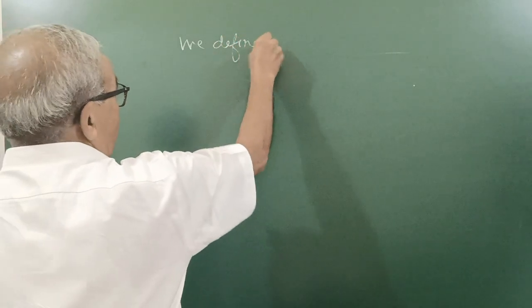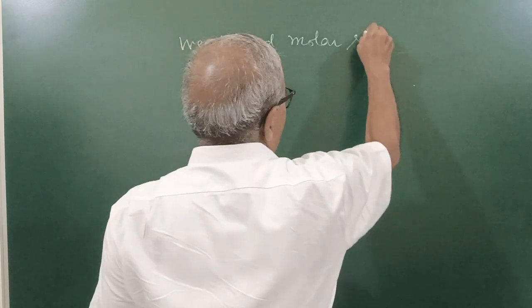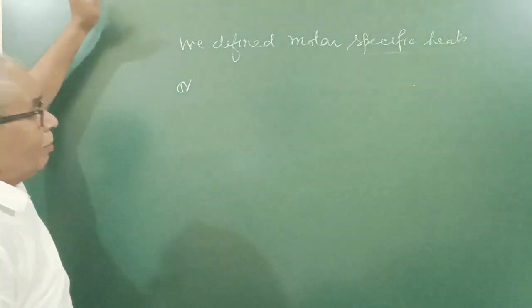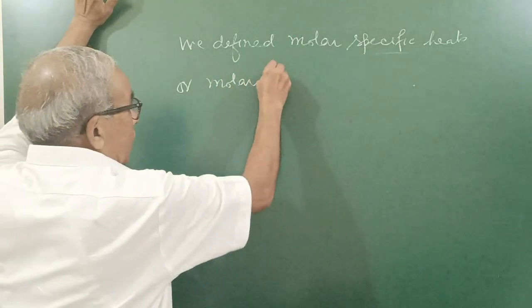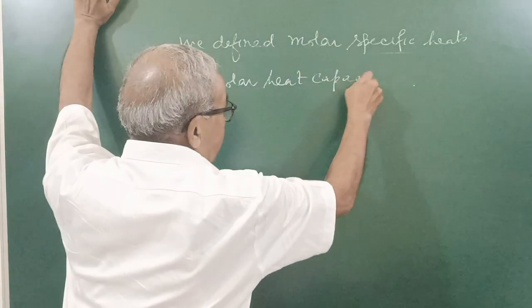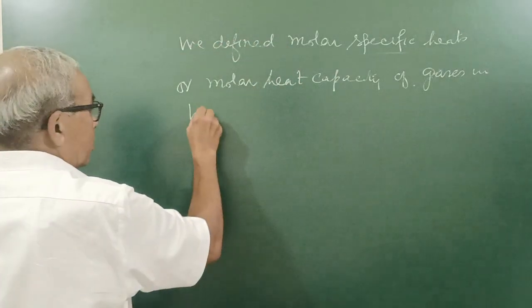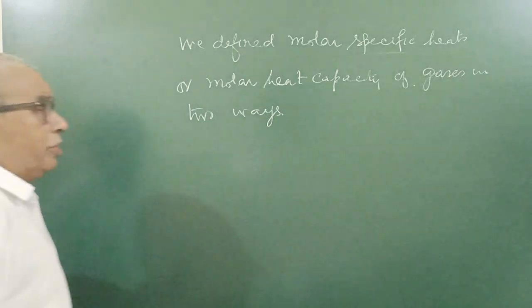Now liquids may also be defined the same way, and their heat capacities are taken at constant volume. In case of gases, the thermal expansion per degree rise in temperature is not negligible. So we define the molar specific heat, or molar heat capacity, of gases in two ways.